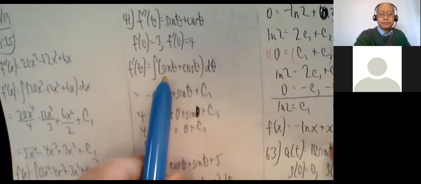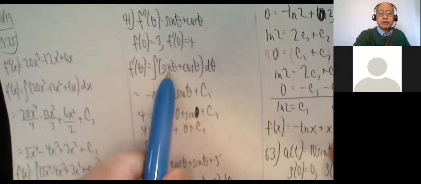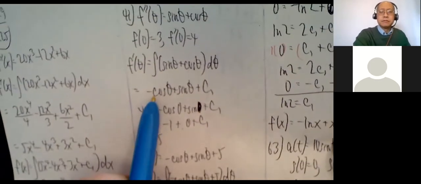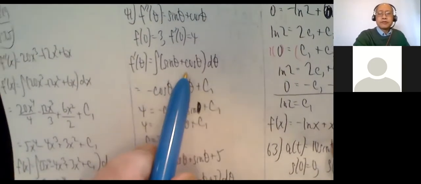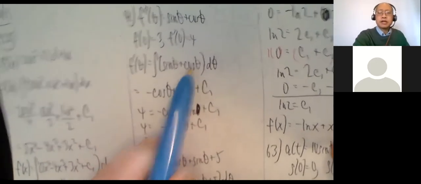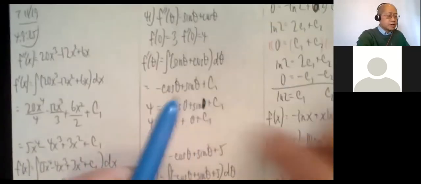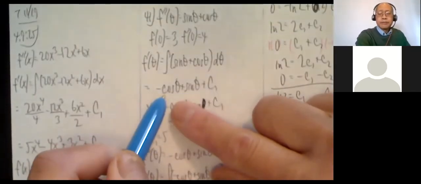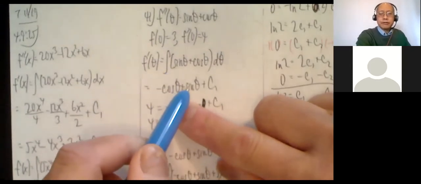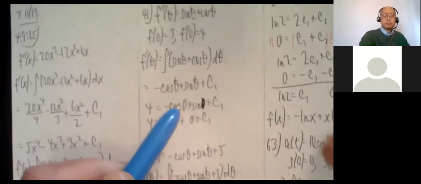Integral of sine, careful, not the derivative of sine. Integral of sine, it's negative cosine theta. What's the integral of the cosine? Again, careful, not the derivative of the cosine. Integral of the cosine is the sine of theta plus C1. Again, how can I check my answer? Take the derivative of this. Derivative of negative cosine is positive sine. Derivative of sine is cosine. Derivative of any constant is 0. So I know that works.